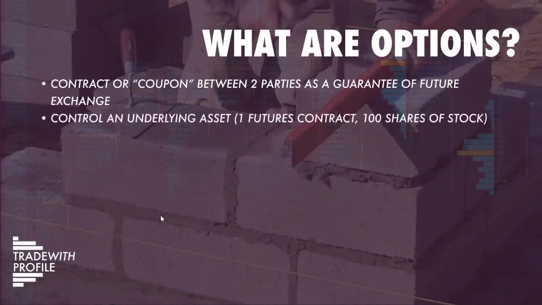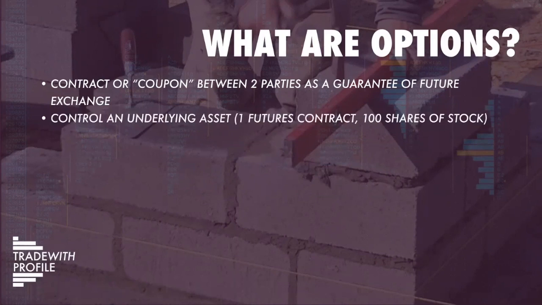They do control an underlying asset. Now you can have options on futures, you can have options on stock, you can have options on Forex. For the purpose of this module, we're just going to focus on options on futures and stock. Forex is a whole other ball game, and you can certainly apply the stuff in this module to explore further, but we're going to focus primarily on futures and stock. So they control an underlying asset. One option contract on the futures side controls one futures contract. On the stock side, it's 100 shares of stock.